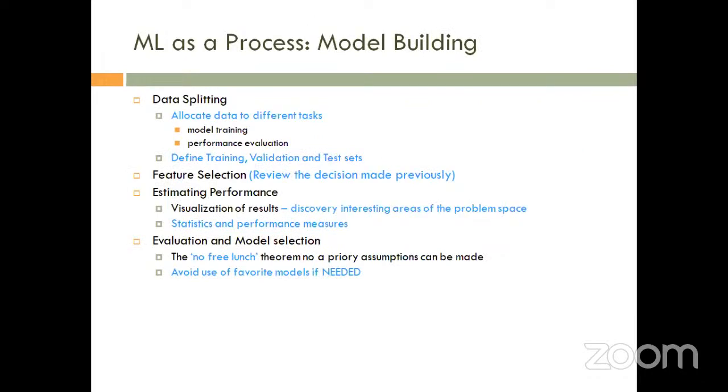Machine learning as a process, that is model building, data splitting, allocating data to the different tracks, that is model training and performance evaluation. Define training, validation and test sets, feature selection, review the decisions made previously, that is the data splitting, estimate performance, visualization of the result, discovery of interesting areas of the problem space, statistics and performance measures, evaluation and model selection. There is the no free lunch theorem, so no a priori assumptions can be made here, and avoid the use of your favorite models in your evaluation and model selection.